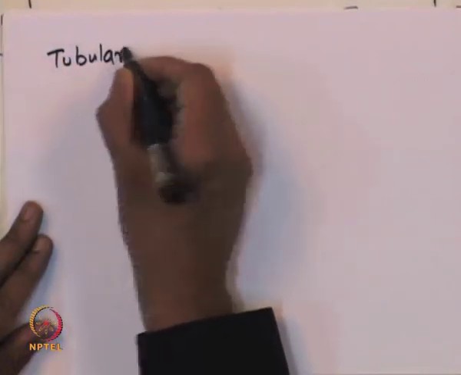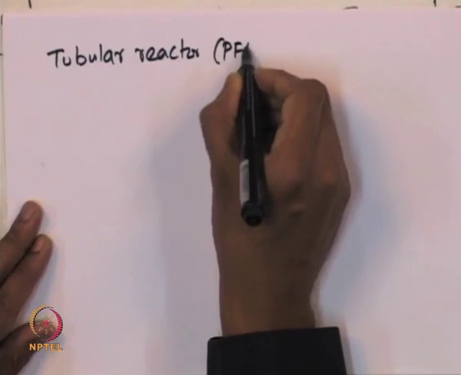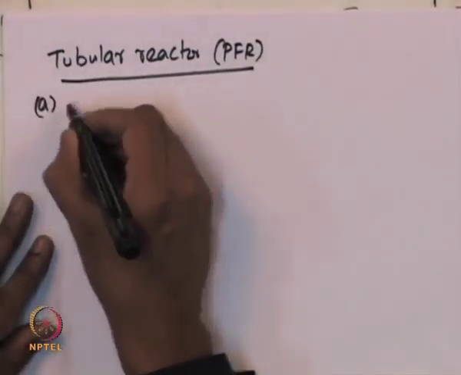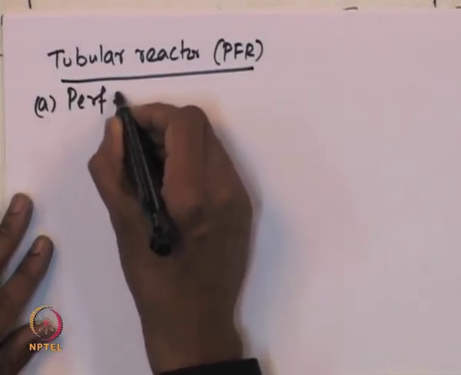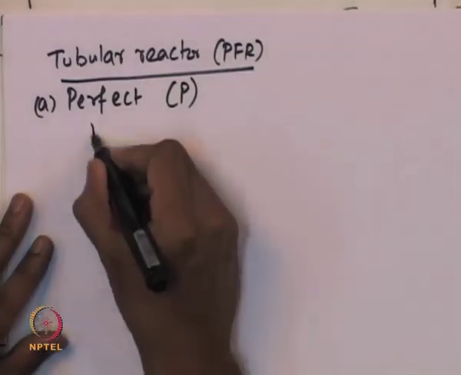So, next let us look at these three operations for a tubular reactor. Let us assume that it is a plug flow reactor. So, the first case is perfect operation. Let us tag that with a P.